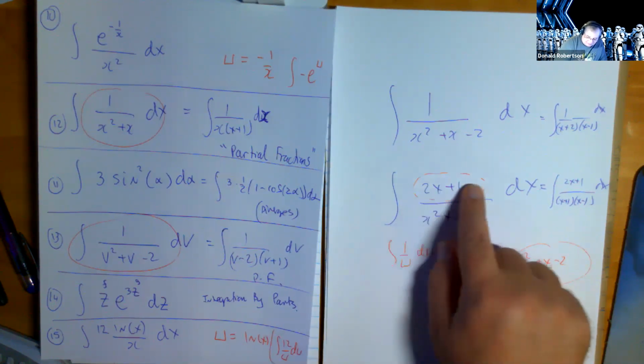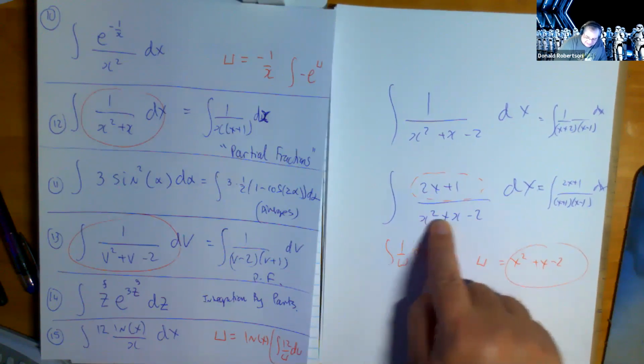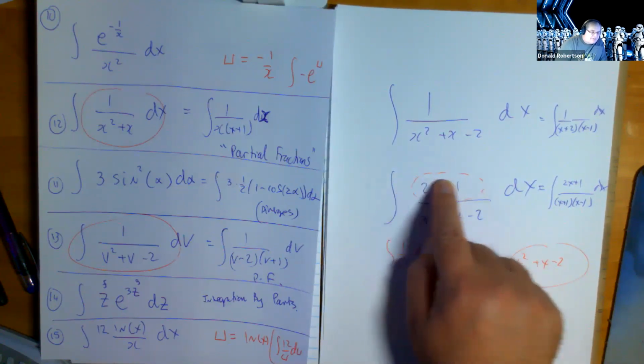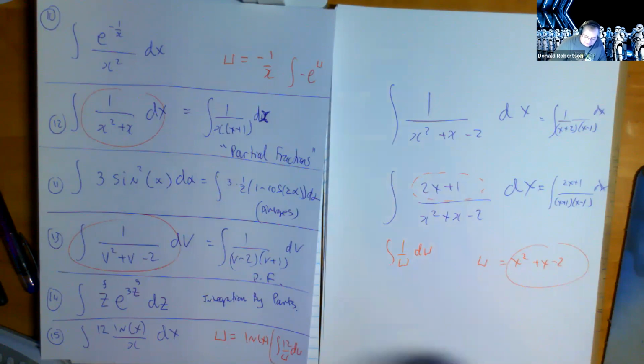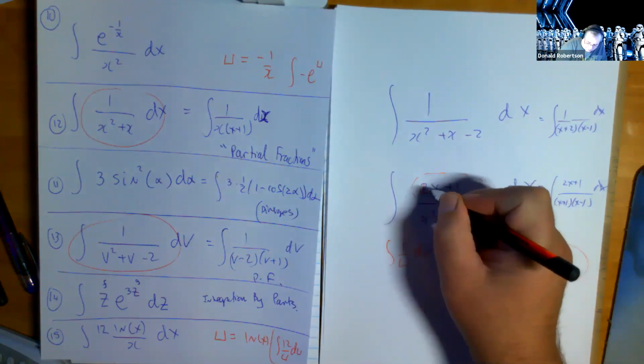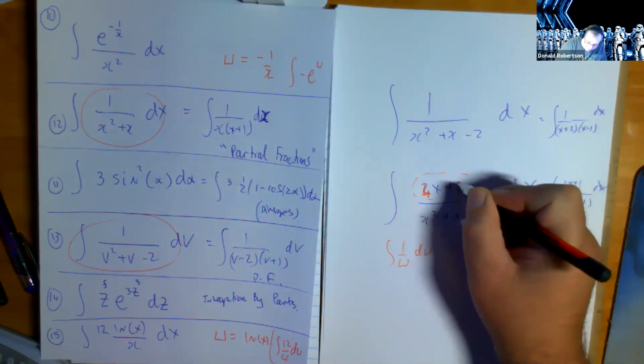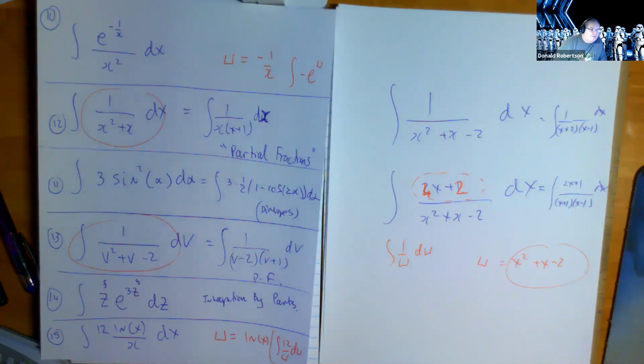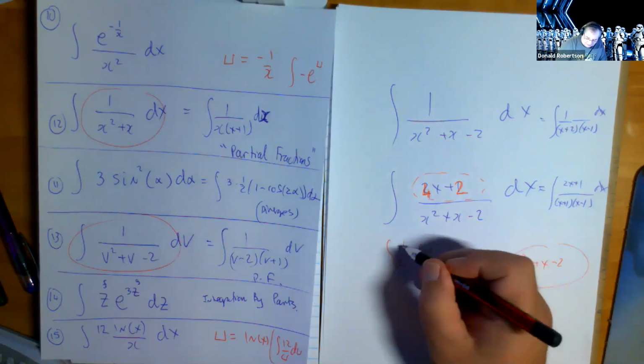So if you see somebody in the top, have a quick look. Is this guy's derivative anything like this guy? For instance, wouldn't 4x plus 2 also count as a U sub? You just end up with 2 over U.